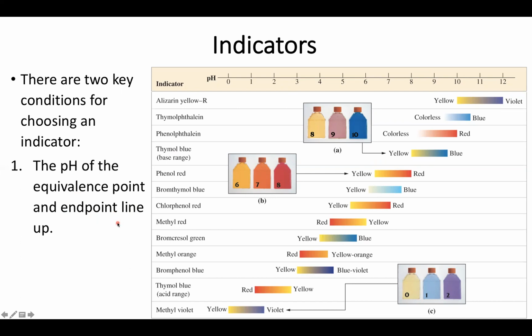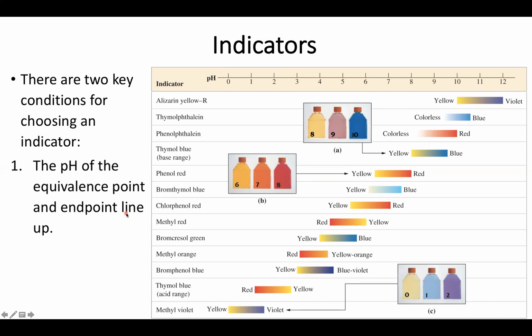So this is one of the reasons why we spend a lot of time trying to find the pH of your equivalence point and your buffer region, to make sure your buffer region is as far away as possible from this indicator and that your equivalence point lines up as well as possible.